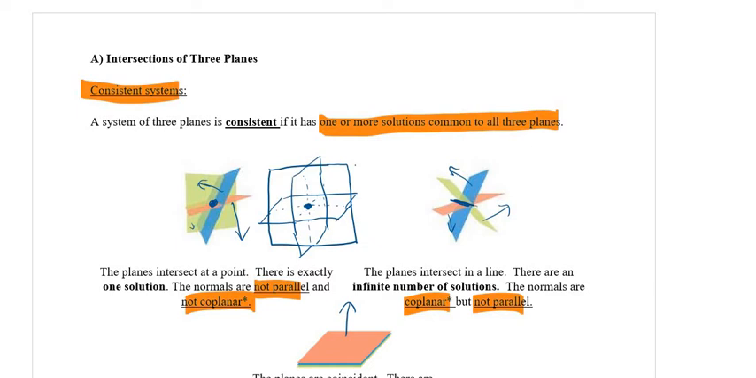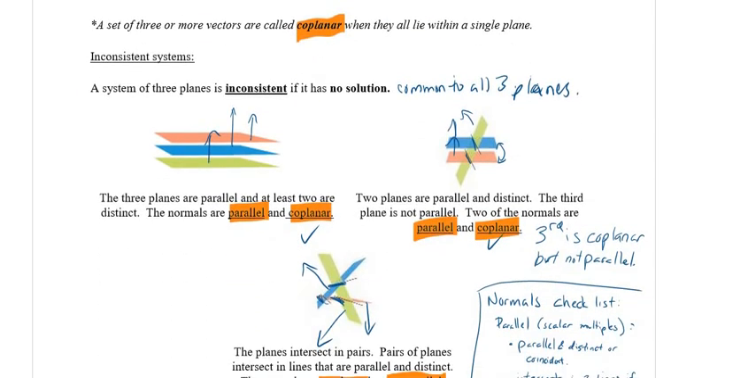Now that we've dealt with that, let's talk about some inconsistent systems. Now, if consistent systems are ones that have a solution common to all 3 planes, inconsistent systems are ones that have no solution that is common to all 3 planes. And we can have this in a few different ways. Option 1 is that we could have some parallel planes and at least 2 are distinct. Sometimes we could have 2 coincident ones, but if they're not all coincident, it doesn't work.